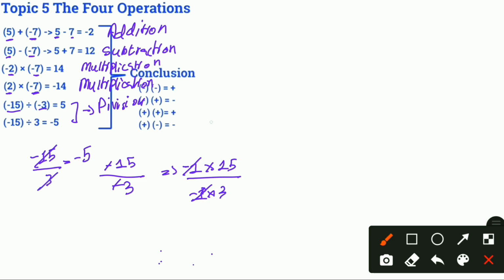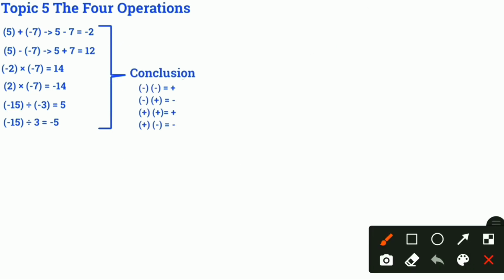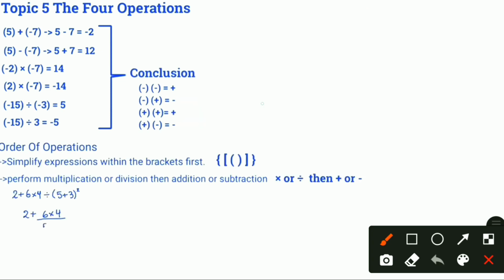Now you have found the conclusion that minus minus is plus, plus minus is minus, plus plus is plus, and minus plus is minus. This is the conclusion. You need to remember it. It's very easy. This one and this one are the same thing: minus minus is plus, and plus plus is plus. Plus minus is minus, minus plus is minus. Now we have order of operations.